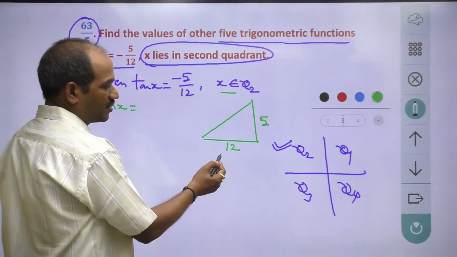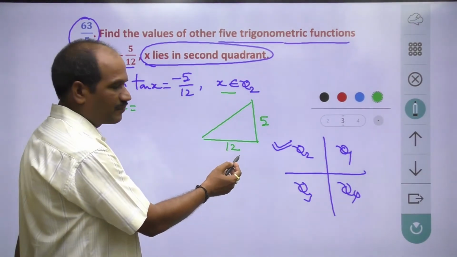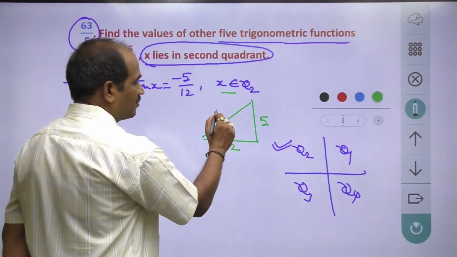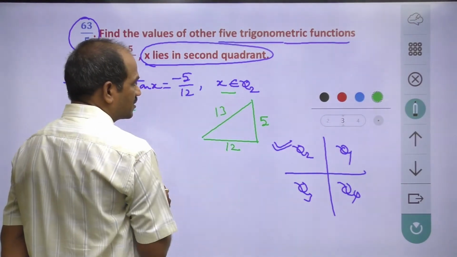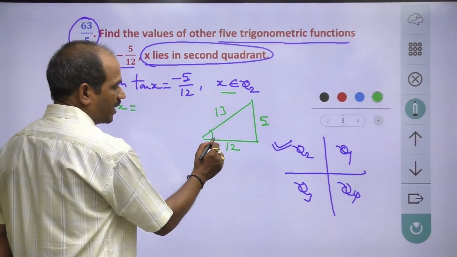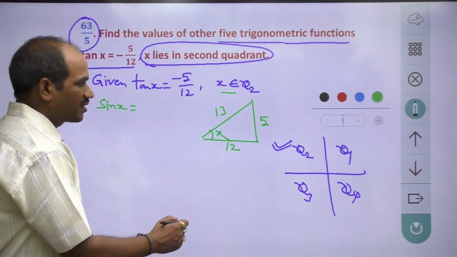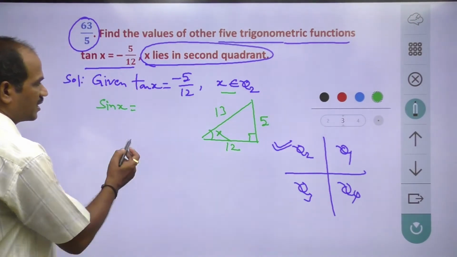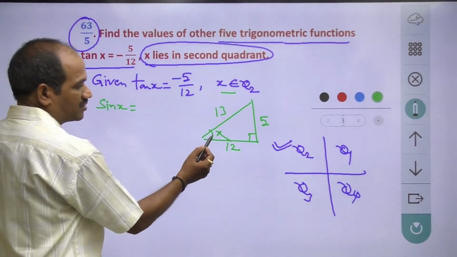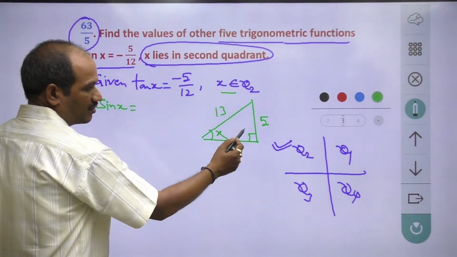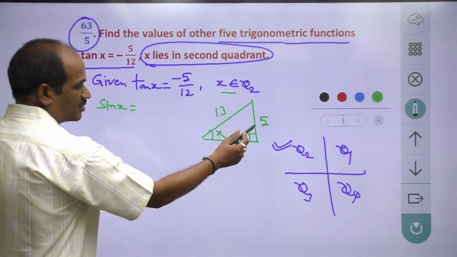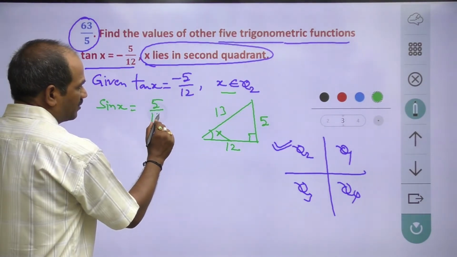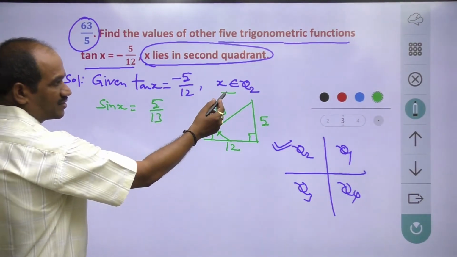Here the side length: 12 square is 144, 5 square is 25, total 169. The square root of 169 is 13. This is the right angle triangle, and the angle here is x. So sin x is equal to opposite side by hypotenuse. The opposite side is 5, so that is 5 by 13. Here x lies in the second quadrant.